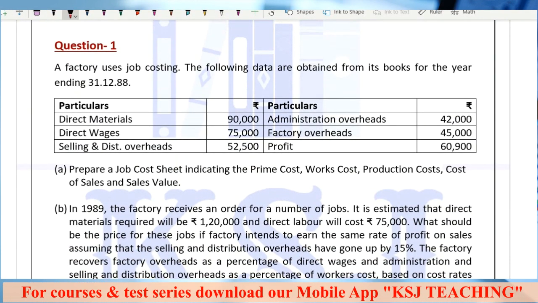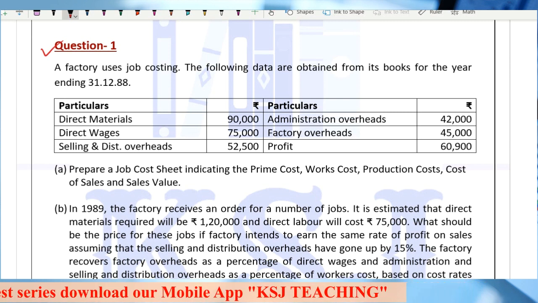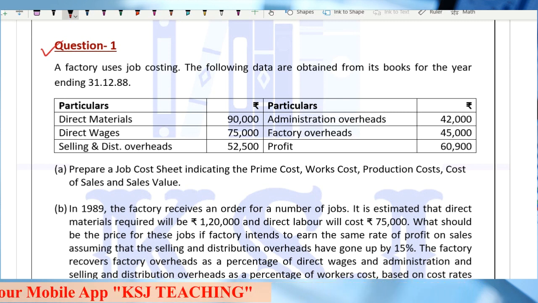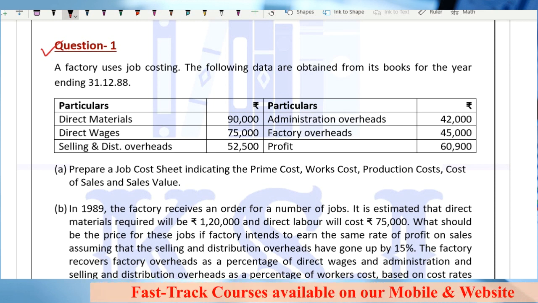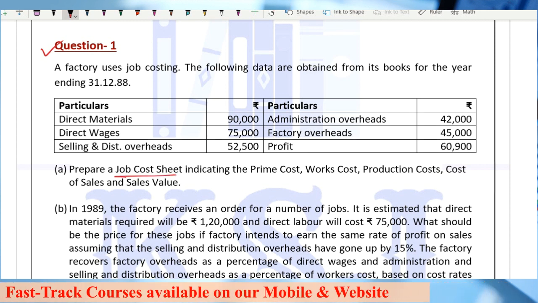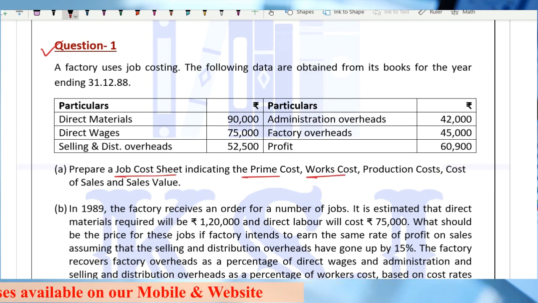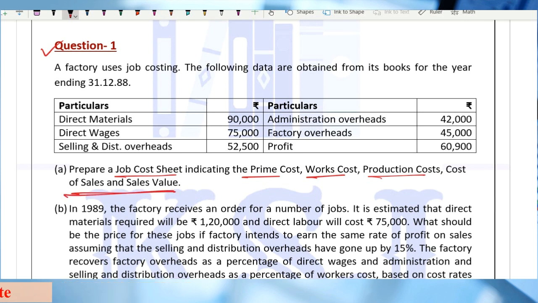Let's see question number 1. A factory uses job costing. The following data are obtained from its books for the year ended 31st of December. Direct material cost is given, direct wages given, selling and distribution overheads given, administration, factory overheads and profit is given to you. The first part says, prepare a job cost sheet indicating the prime cost, works cost, production cost, cost of sales and the sales value, right? We are going to focus on the first part only first.